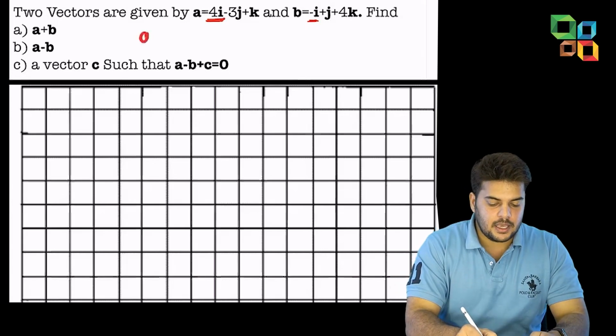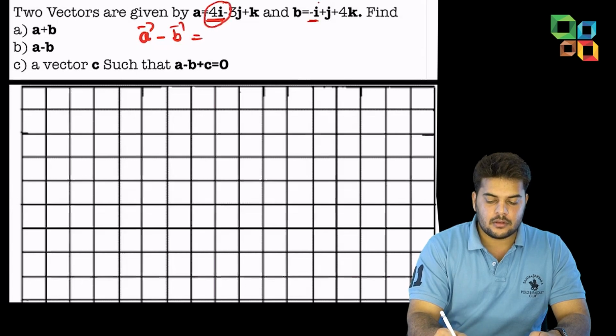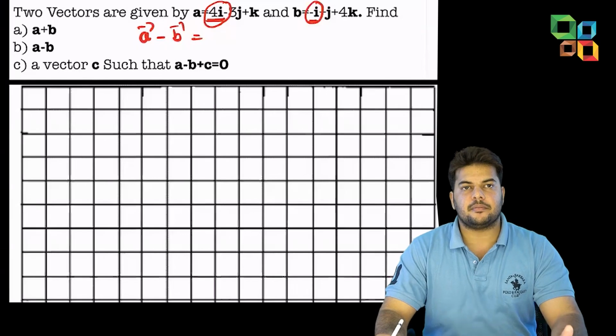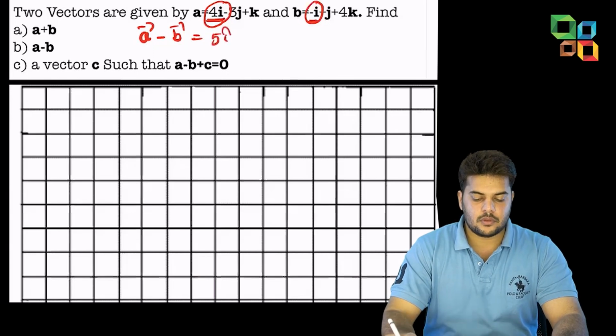See, we are doing this: A minus B. So subtract the x component of B from the x component of A. That is 4 minus of minus 1, isn't it? So what do we get there? We get 5. Then we have minus 3 minus of minus 1.